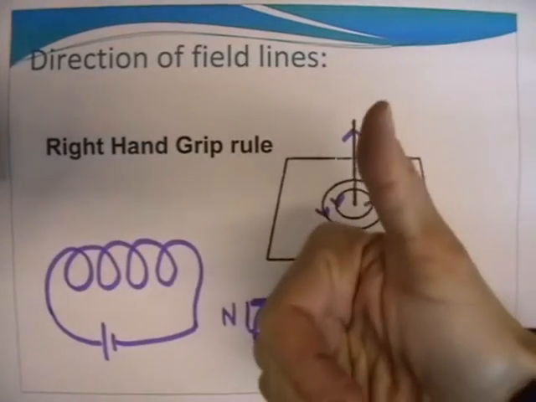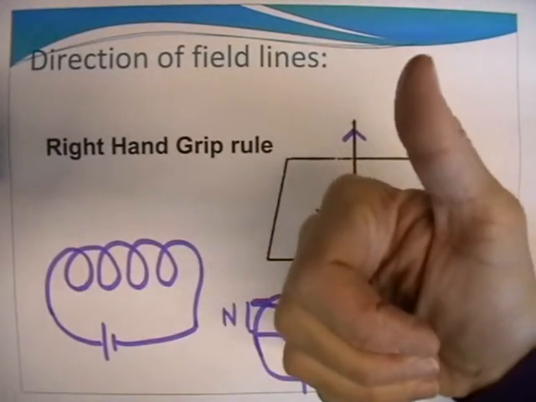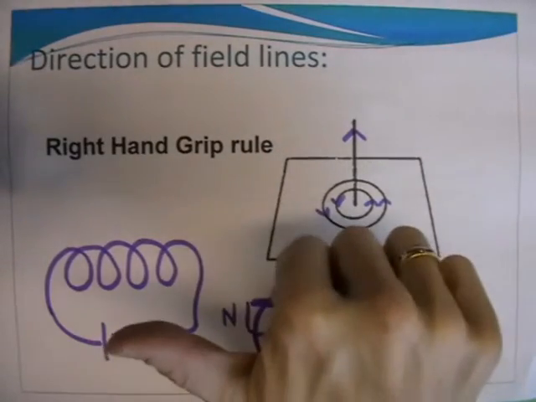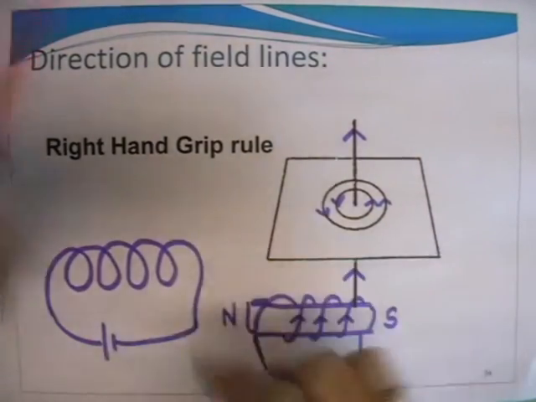You use your thumb as the direction of current and fingers as the direction of magnetic field lines for a long straight wire. For a solenoid, you use your fingers as the direction of the current and your thumb's the North Pole.